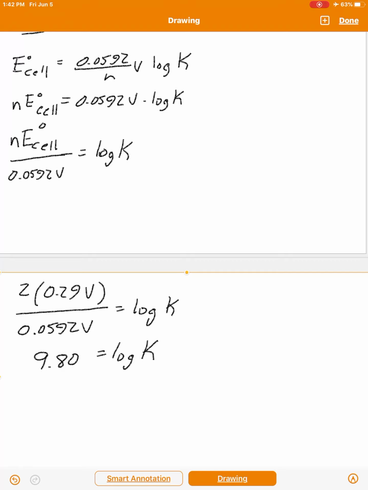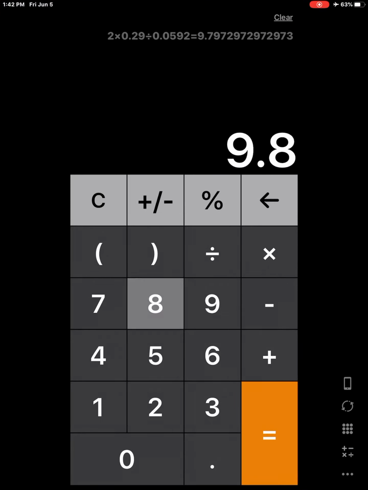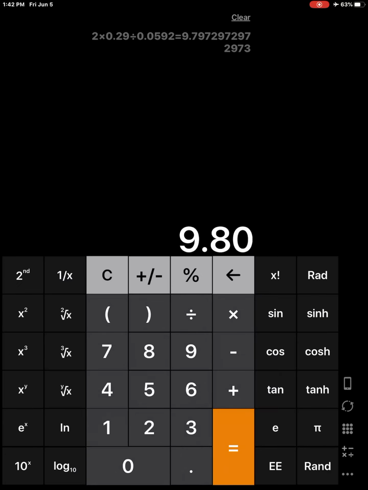Now remember, that's log K. That's not K, that's log K, right? So we have to do the inverse. If you have the log of x, and let's say that's equal to n, x is going to be the antilog, 10 to the n. So we're going to have 10 to the 9.80 equals K. So let's plug that in. This calculator doesn't have that function, so let's do it this way: 9.8, 10 to the x, and you get 6.3 times 10 to the 9.